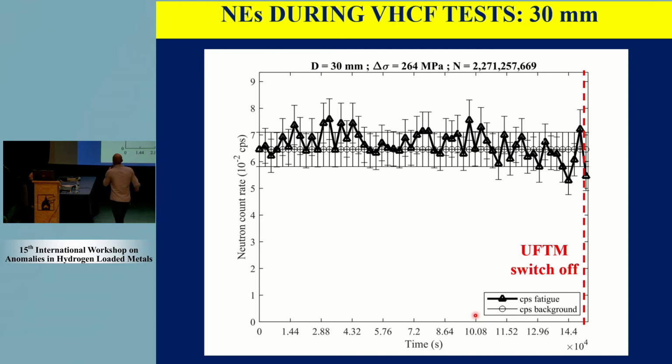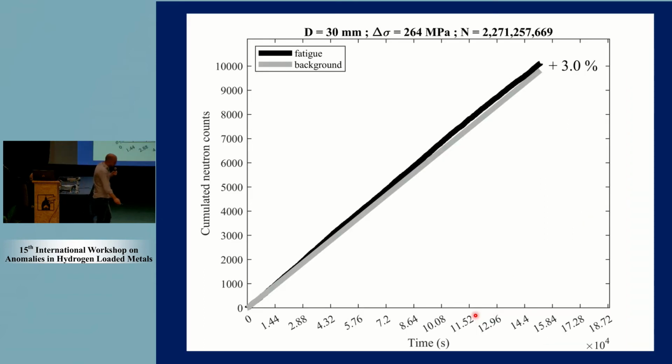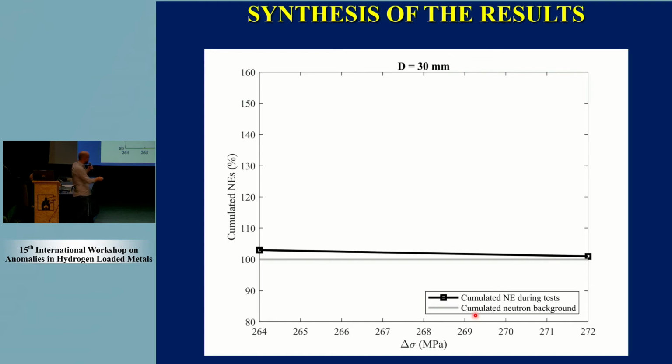In this case, unfortunately, the neutron measurements yielded values very comparable with the background level, with the ordinary natural background. In other words, this fluctuation may be due to the natural, ordinary fluctuations of the background level. In fact, also in terms of cumulative neutron emissions, a very small value was found, 3%, nothing. And these results were obtained also by increasing the specimen size.